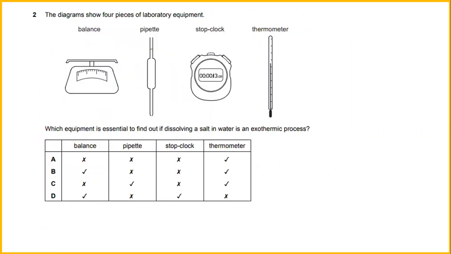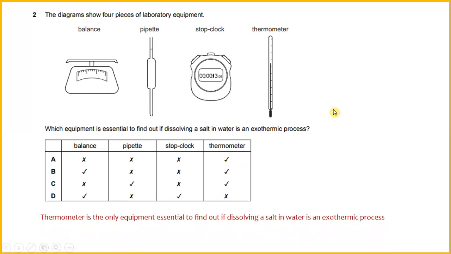The diagram shows 4 pieces of laboratory equipment. So we have balance, pipette, stop clock, and thermometer. Which equipment is essential to find out if dissolving a salt in water is an exothermic process? The answer is the thermometer. It is the only equipment essential to find out if dissolving a salt in water is an exothermic process. So the answer for this will be A.